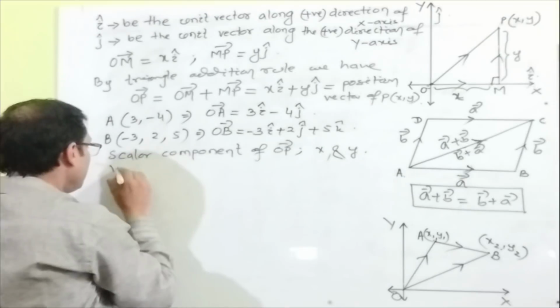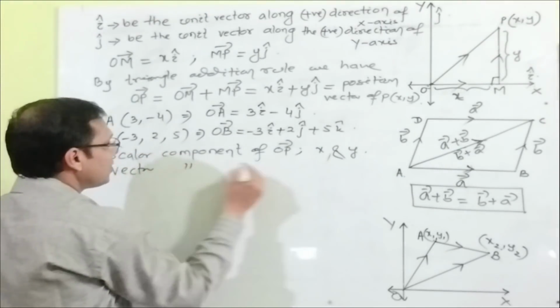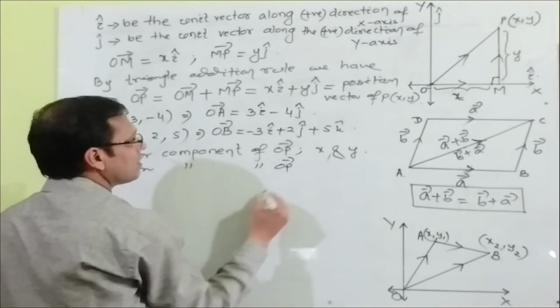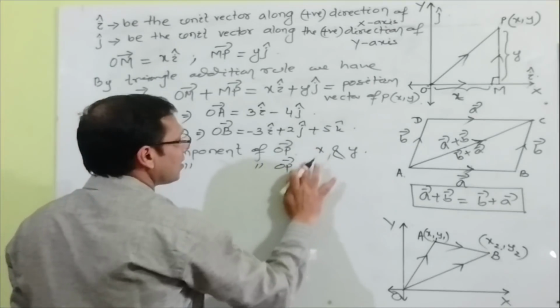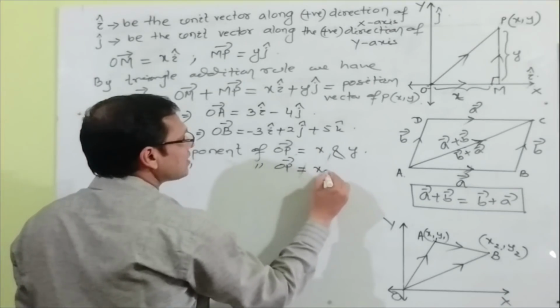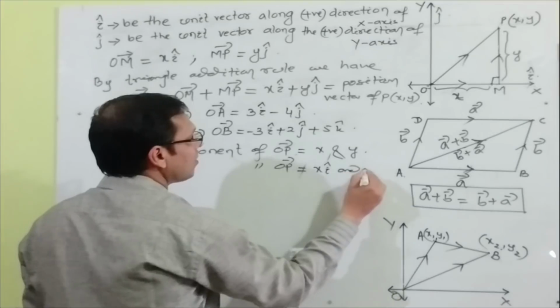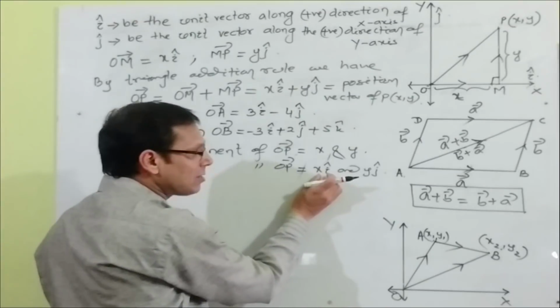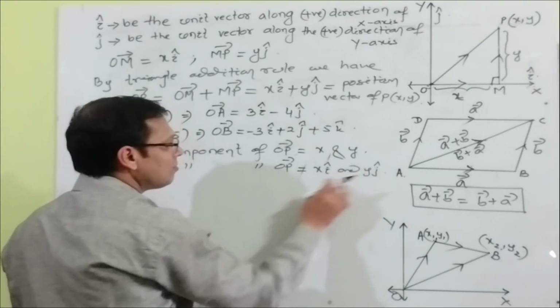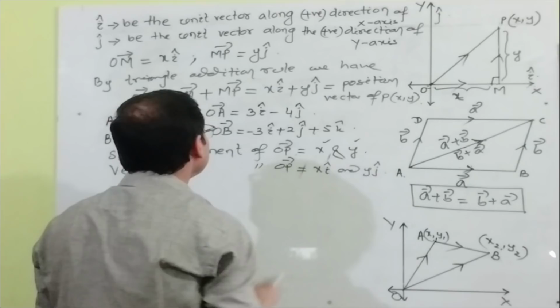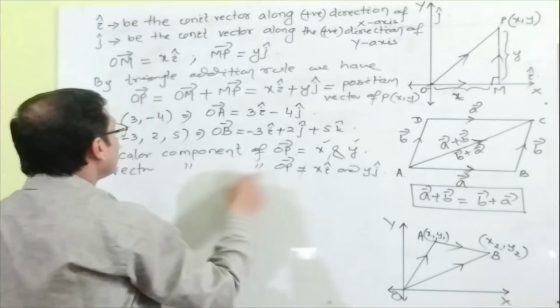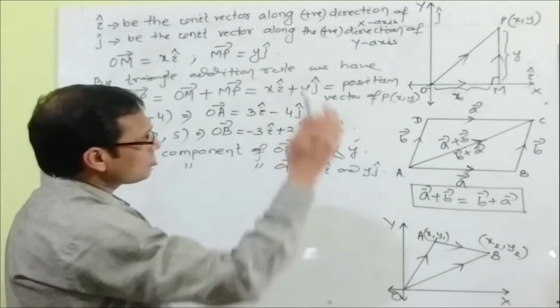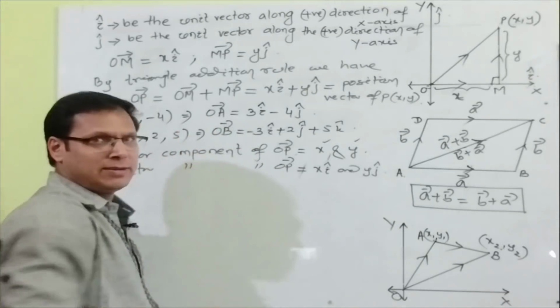But if you have to ask for the vector component of the OP vector, then this is equal to x i cap and y j cap. So if you express it with the unit vectors, these are the vector components, but this one is the scalar component. So likewise you can find the scalar component and vector component of a position vector.